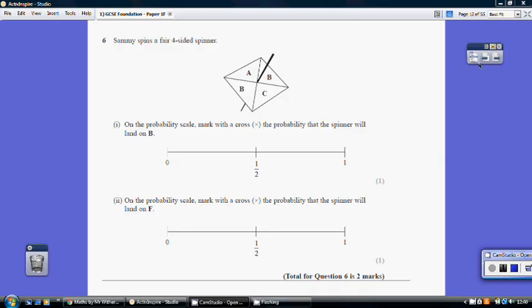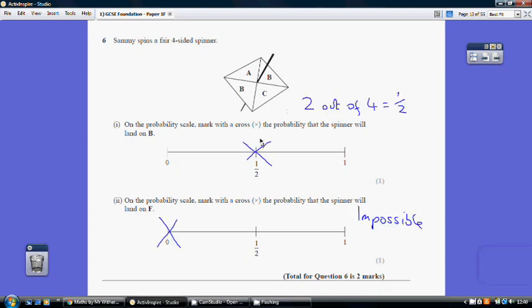Question 6. So on the probability scale, mark with a cross the probability that the spinner will land on a B. Well, the B is 2 out of 4, which is a half. On the probability scale, mark with a cross the probability that the spinner will land on an F. Well, there isn't an F, so that is impossible. So X marks the spot on the 0.